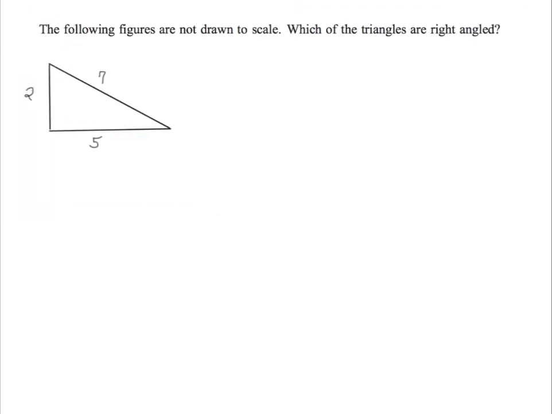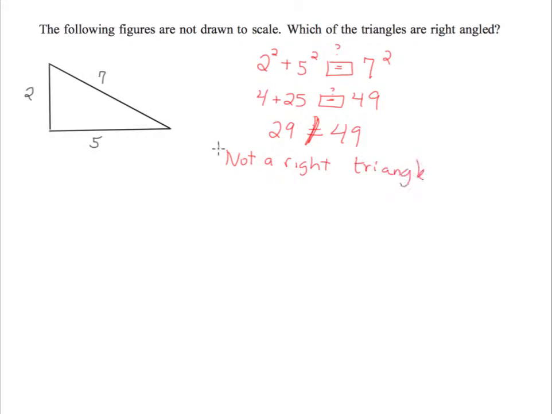Okay, so in this first example, we have a triangle that has side lengths 2, 5, and 7. It's not drawn to scale. Is this triangle a right triangle? According to the converse of the Pythagorean theorem, we take the two shorter sides, which are the 2 and the 5. We square them and add them together. If we get equal to 7 squared, then we know this is a right triangle. So let's look. We get 4 plus 25, and we're comparing that to 49. Well, obviously 29 is not equal to 49. So that's how we know that this is not a right triangle.